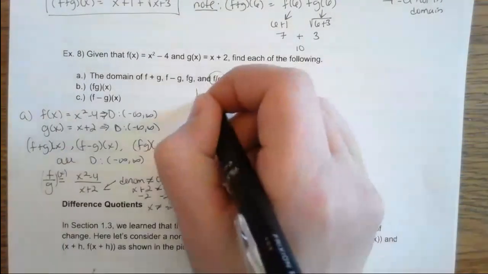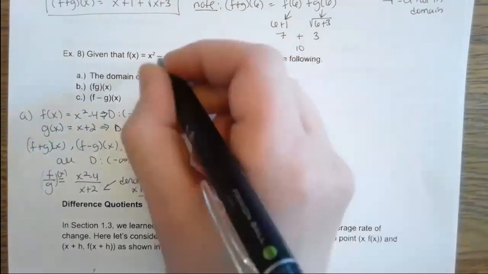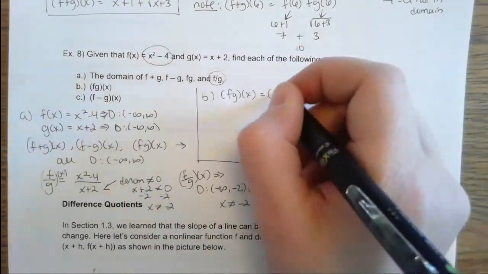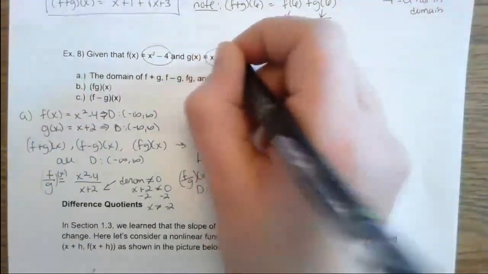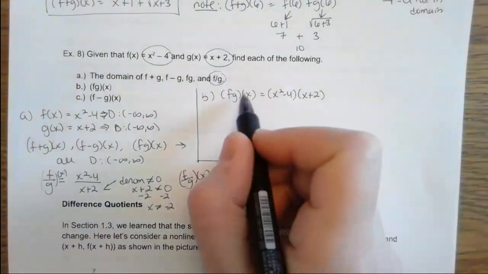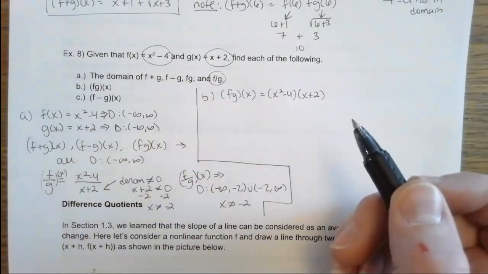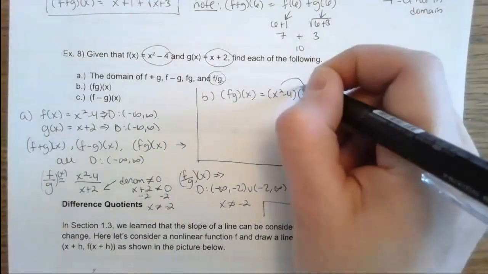Let's look at B. So B asks us to find f times g of x. So I take my f function, and I take my g function, and I just multiply them together. I don't multiply by the extra x here. That's just notation. So I'm just multiplying those functions together, and I'm going to distribute.